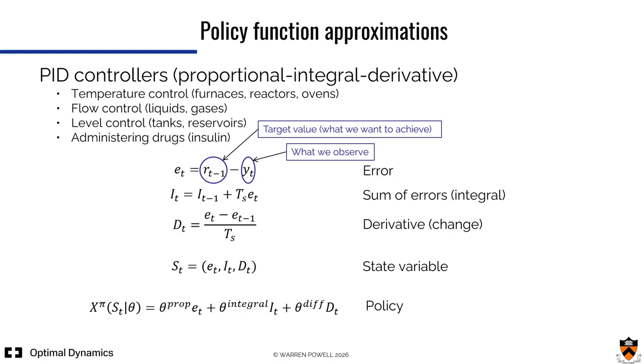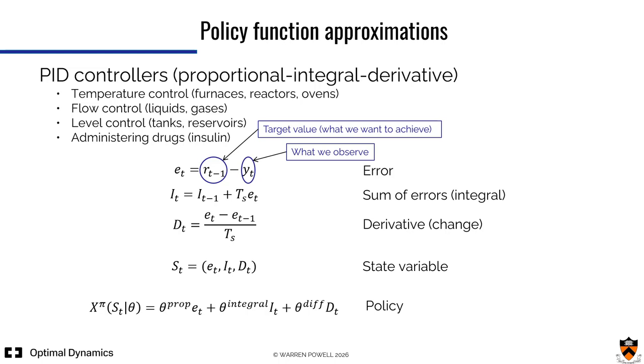A PID controller is very well known in optimal control. This arises in applications like temperature control when we're trying to control the temperature in a room or a furnace or an oven, flow control of liquids and gases, level control in tanks and reservoirs, administering drugs like insulin to control blood sugar. So we compute 3 variables. First is the error between the target value R that we're trying to achieve and the Y value that we actually observe. We'd like the 2 of those to be equal, and the difference is our error.